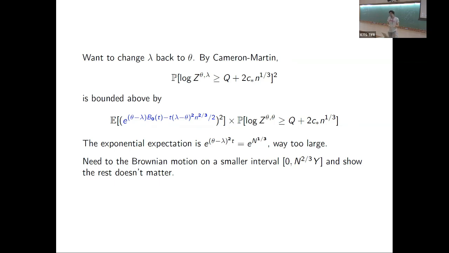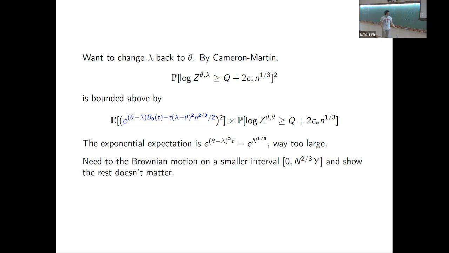The idea that you always use in this case is to do a change of measure, to use Cameron-Martin. But the problem is that the cost of this change of measure is gigantic. If we take the time t to be of order n and lambda minus theta to be n to the minus 2/3, you're left with e to the n to the 1/3. So that's way too large.